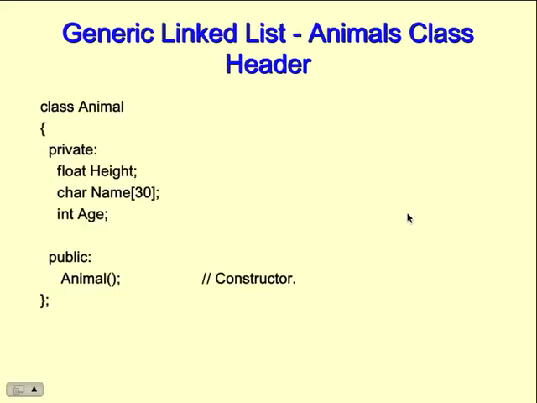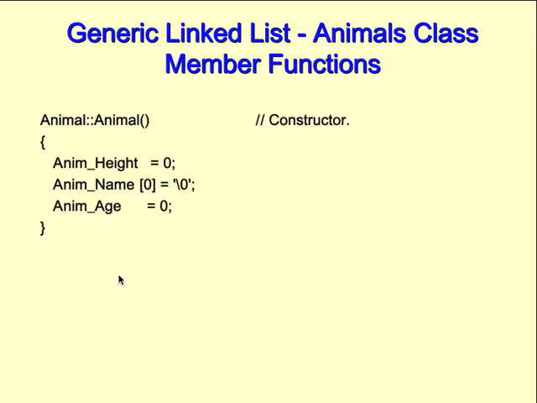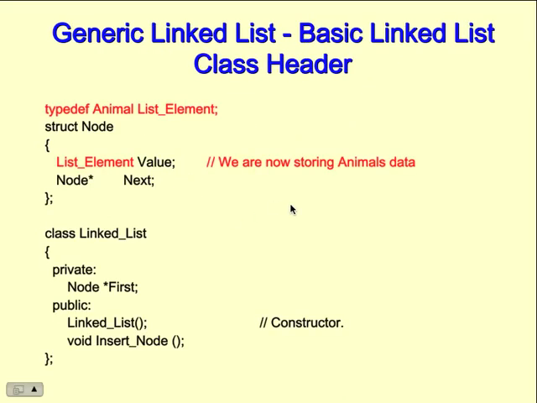So here it is. Here's our animal class. I used it in one of the other animal class examples that we created so far. Height, name, age, and the little constructor that creates an animal. So just like we had the nodes, but instead of calling it a node, we're going to call it an animal, and we're going to make it a class instead of a structure. So here's our generic linked list animal class, and our constructor again is going to just assign 0 values to finish out our class.